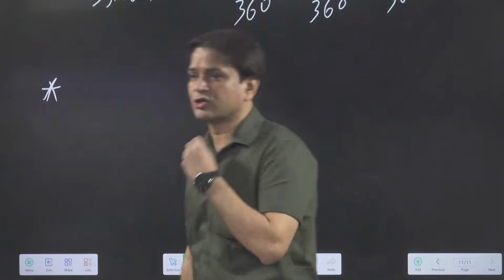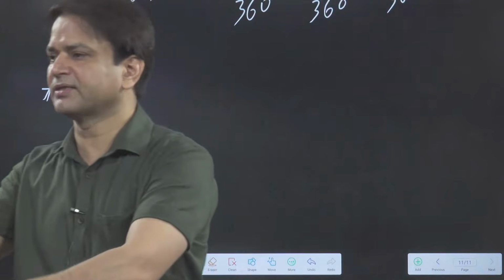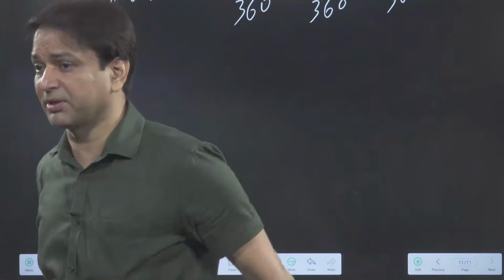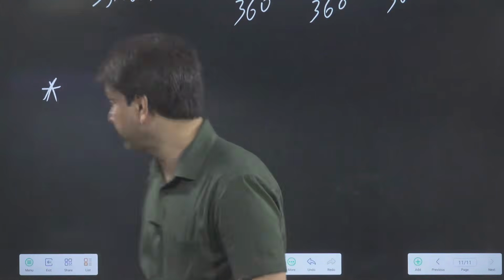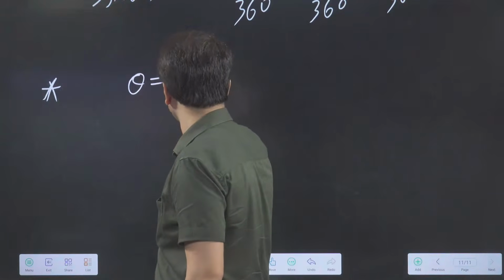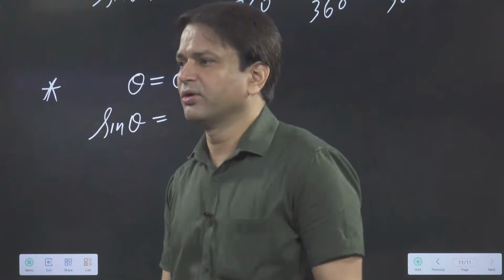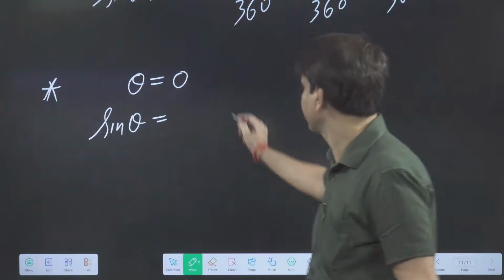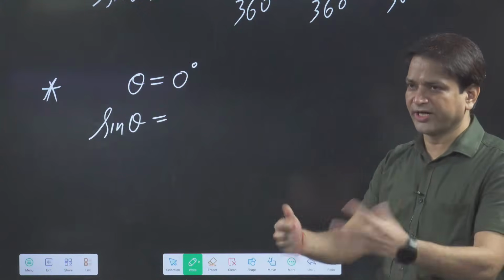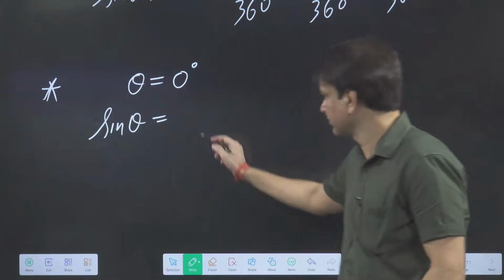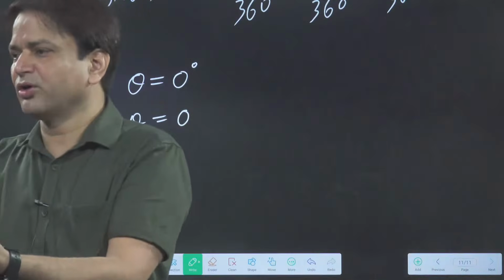A small example I will show. Suppose I am saying, when theta is small, then sine theta can be taken as theta, but that theta must be in radian. If I take theta equal to 0, then what is the value of sine theta? If theta is equal to 0 degree, 0 radian, what is the value of sine theta? 0. This everybody knows. Exactly equal. Why? Theta is 0, sine theta is also 0.